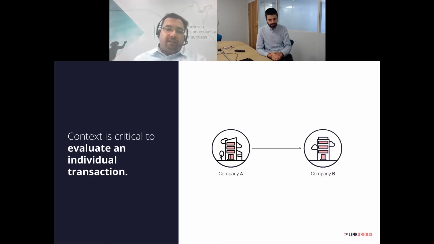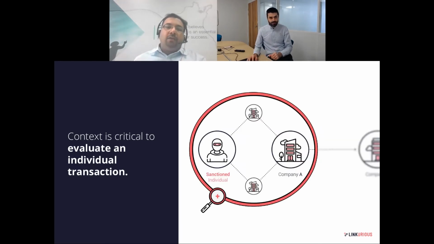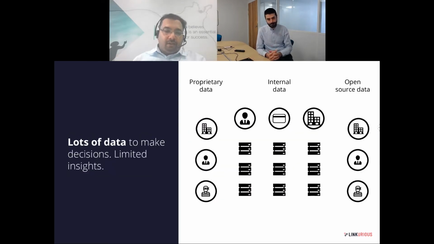You need to expand this transaction further, and you need to understand if there are other entities or other parties involved in this transaction. Is the transaction being diverted within internal accounts? Is there any kind of layering happening within this transaction? And in order to do this, you have to supplement your investigation with other data sources.